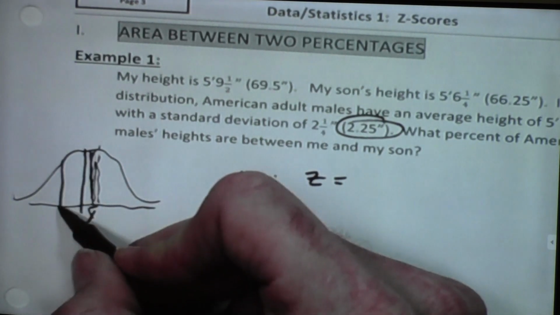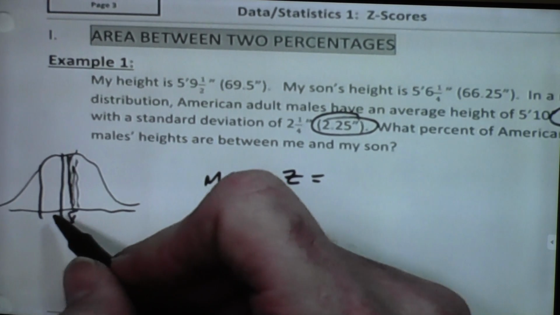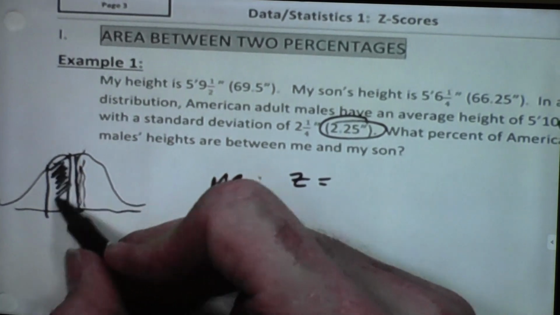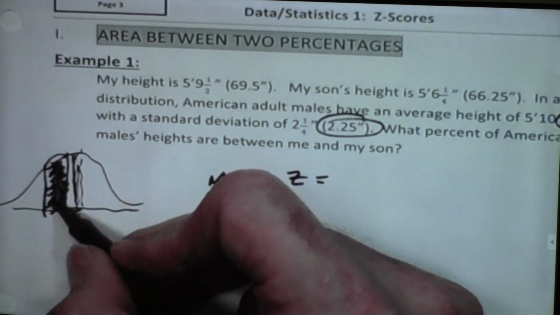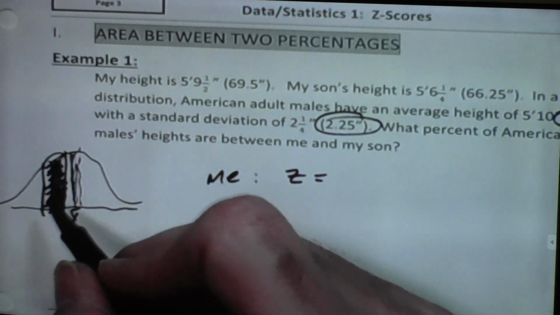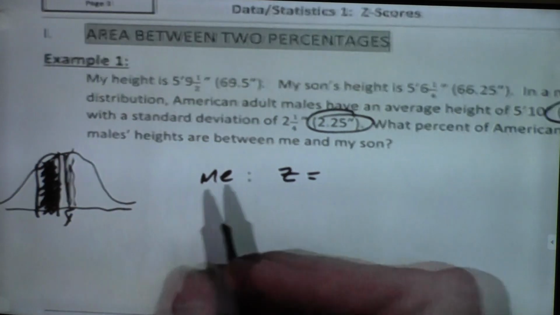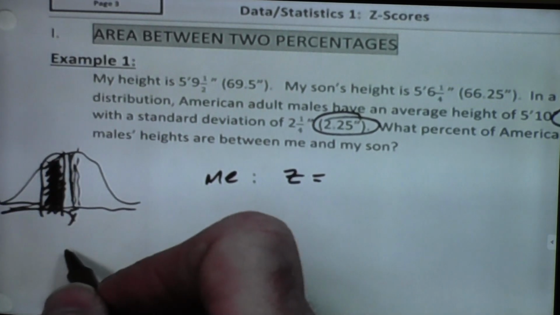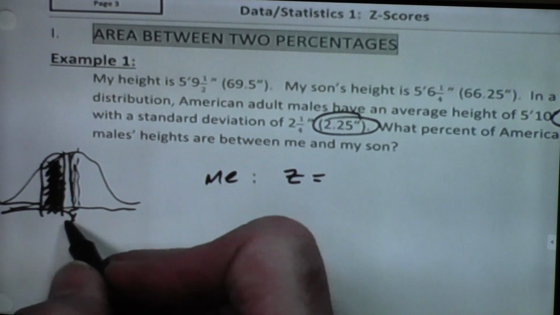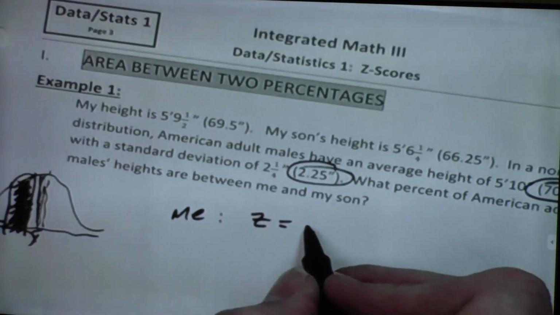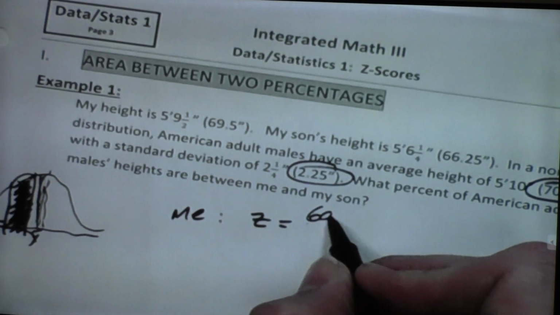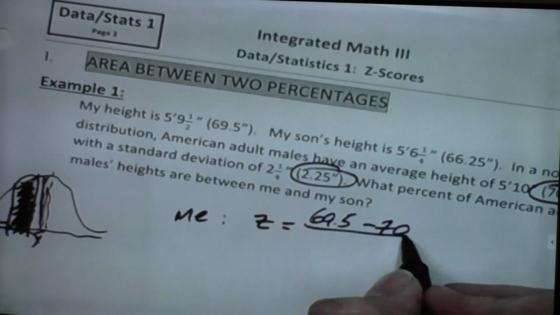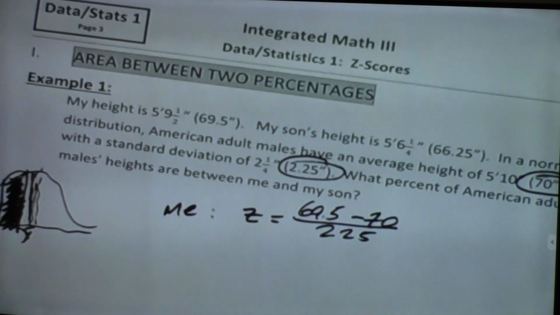My son's height is significantly below it. What we're looking for is not the amount below or above, but the percentage of American males whose height is between his height and my height. So we have to find how much mine is, how much his is, and then subtract them, using the standard deviation. The z-score will be my 69.5, subtract the mean, divided by the standard deviation, 2.25.